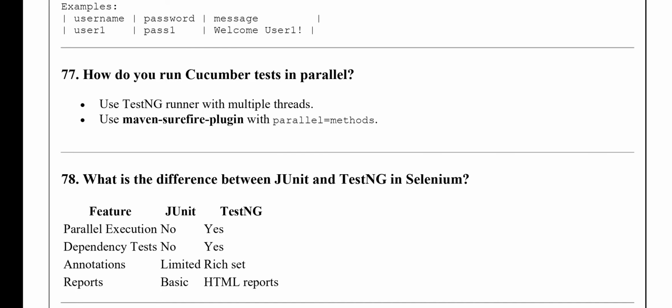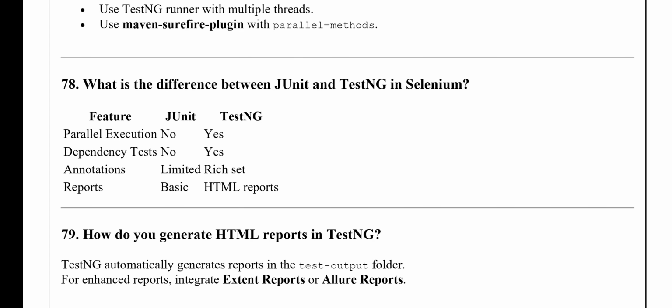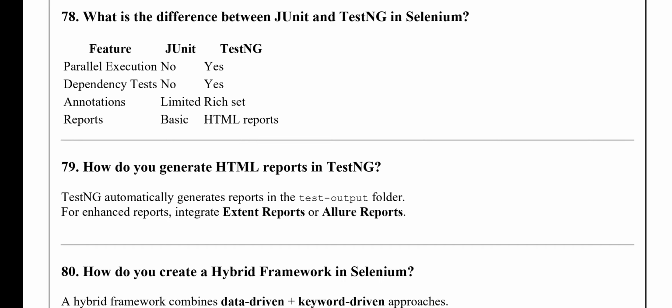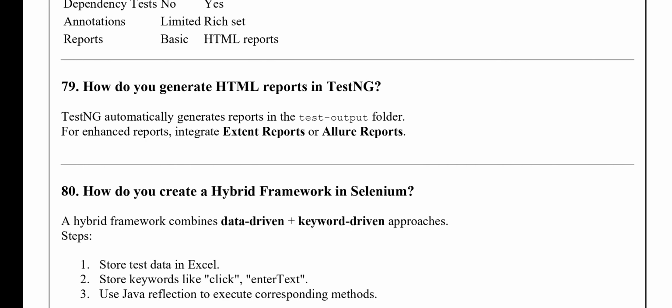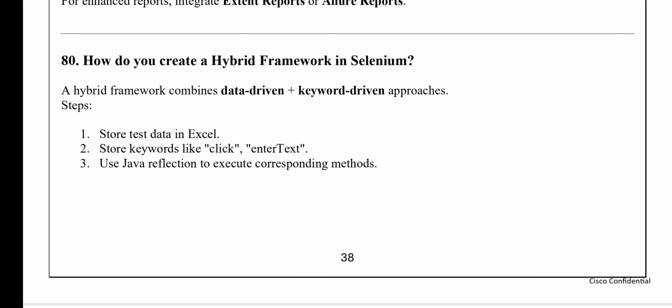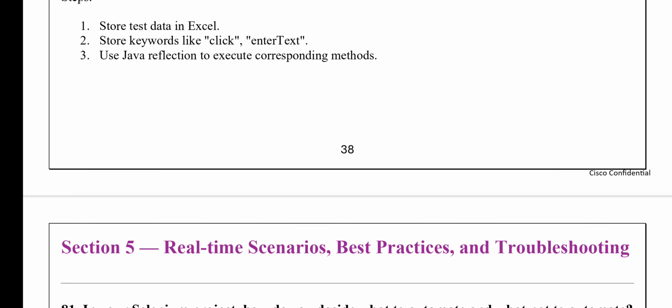How do you run Cucumber tests in parallel? What is the difference between JUnit and TestNG in Selenium? How do you generate HTML reports in TestNG? How do you create a hybrid framework in Selenium?